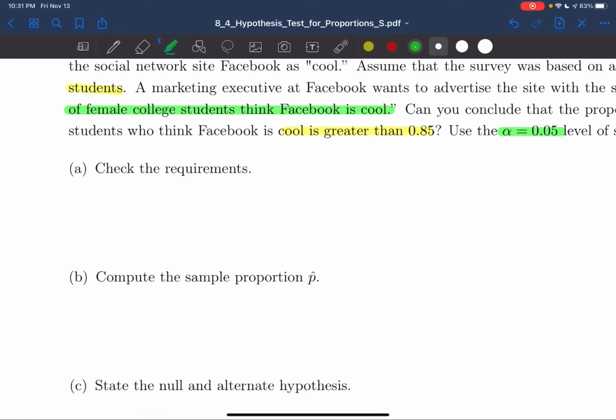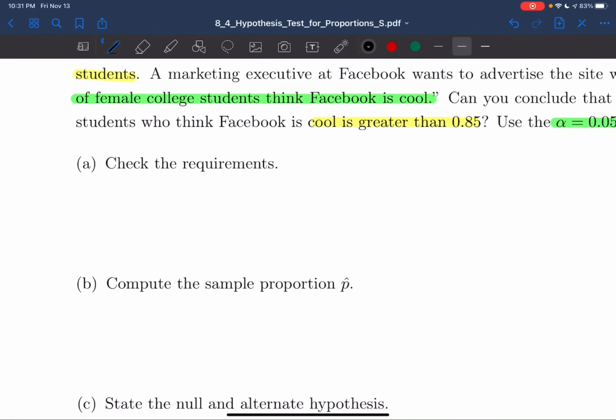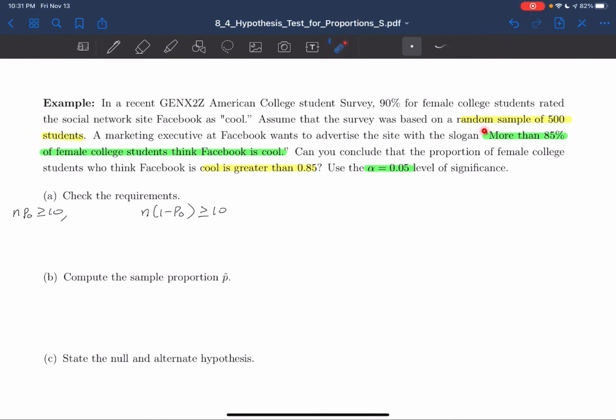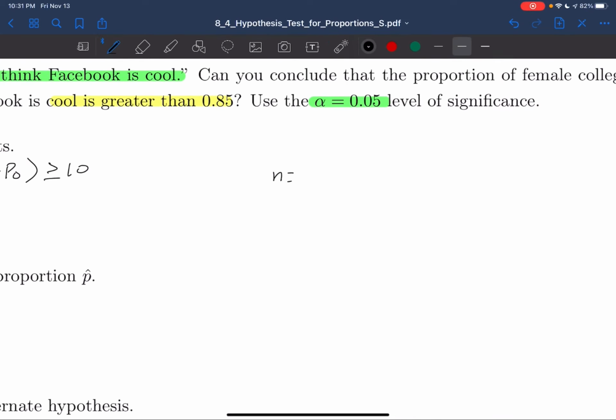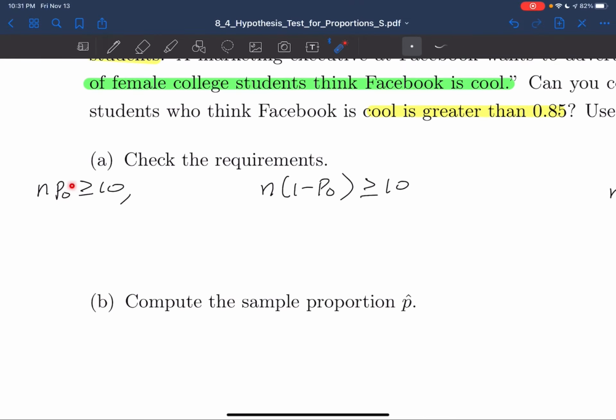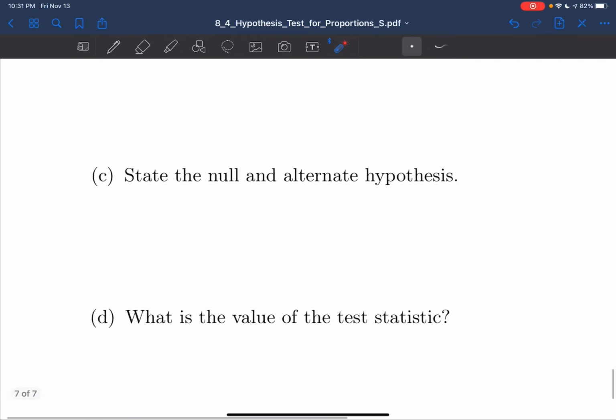First, we want to check the requirements. Are we even able to perform hypothesis testing? We want to check if n times p naught is greater than or equal to 10, and we also want to check that n times 1 minus p naught is greater than or equal to 10. And here, since we have a random sample of 500 students, n is 500. Our sample size is 500. And p naught is the value that we're working with in our testing. So maybe it's a good idea to do that first.